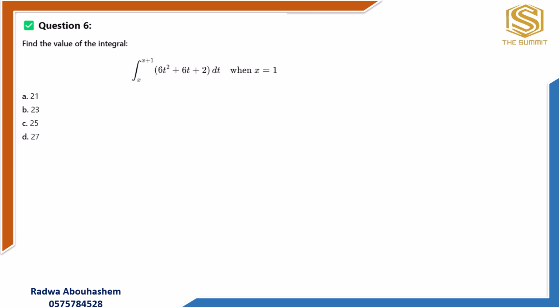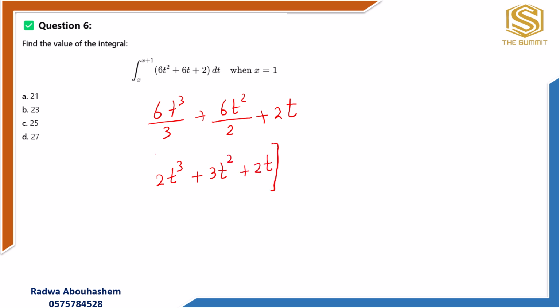Okay, again, I have to evaluate the integral. Let's evaluate it. Let's take the antiderivative first. Here, it would be 6t power 3 over 3 plus 6t power 2 over 2 plus 2t. Simplify, it would be 2t power 3 plus 3t power 2 plus 2t. Now, let's take the definite integration.